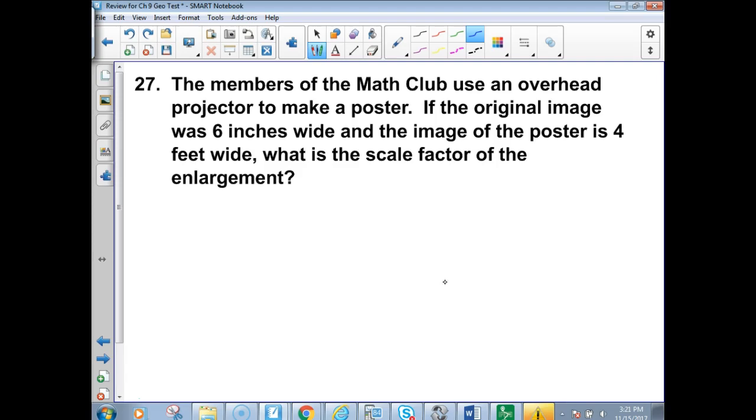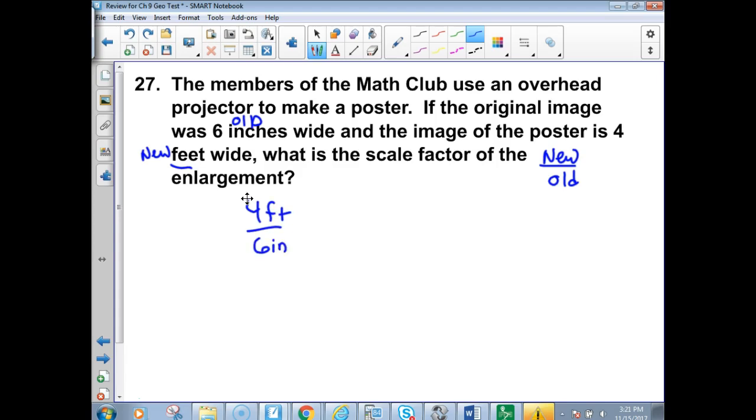Members of the math club use an overhead projector to make a poster. If the original image was 6 inches wide, this will be the old one then, and the image of the poster is 4 feet, that's going to be the new. What's the scale factor? Scale factor is always new over old. So we got to figure out 4 feet compared to 6 inches.